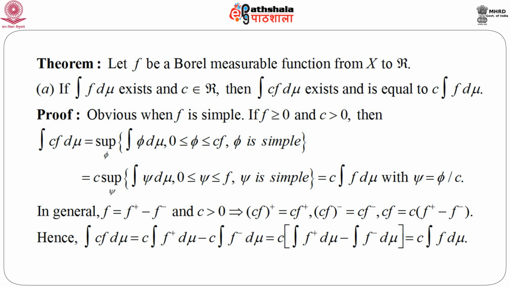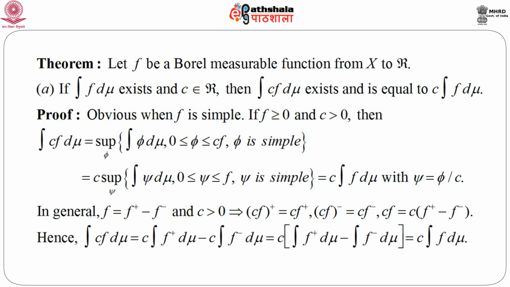So, in general we can always write f, any Borel measurable function. We have seen that f equals f plus minus f minus, and c greater than 0 implies (c f) plus equals c times f plus, (c f) minus equals c times f minus, and so c f equals c times f plus minus f minus. So, just apply the standard integration of c f d mu, split this into f plus and f minus, and after a little bit of simplification we can immediately get c times the integral of f d mu.